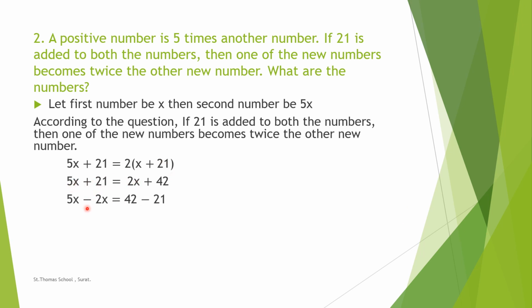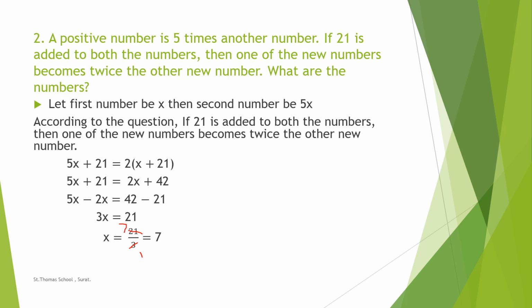Now arrange the variables on one side and the numbers on the other side. Plus 2x, if it comes here, becomes minus 2x. So 5x minus 2x is equal to 42 minus 21, since plus 21 moves over and becomes minus 21. 5x minus 2x, that is 3x, is equal to 42 minus 21, that is 21. x is equal to 21 divided by 3. 3 sevens are 21. So what is the value of x? x is equal to 7.